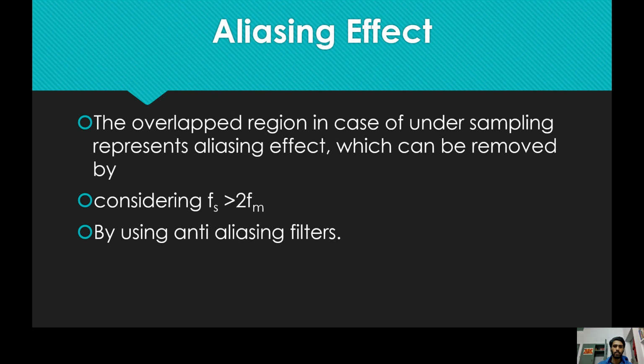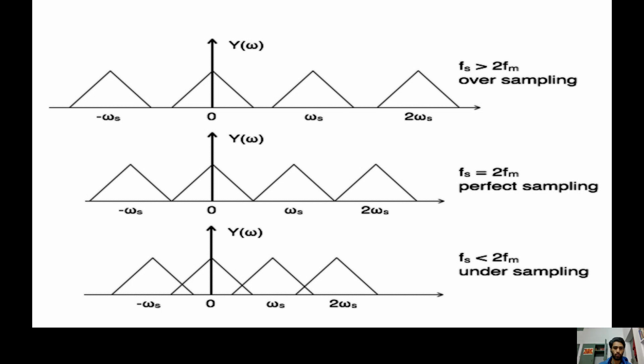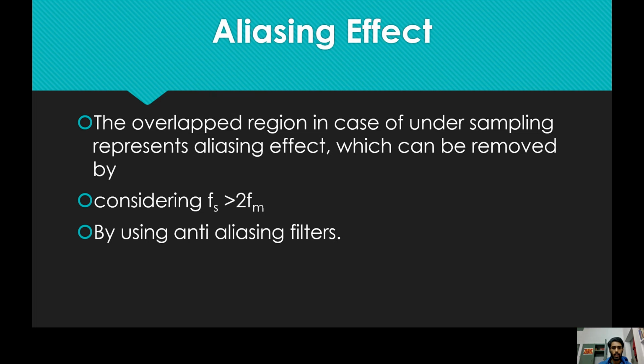Now what is the aliasing effect? The overlapped region in the case of undersampling is known as the aliasing effect, and this aliasing effect can be removed by considering fs greater than or equal to 2fm, or by using anti-aliasing filters.